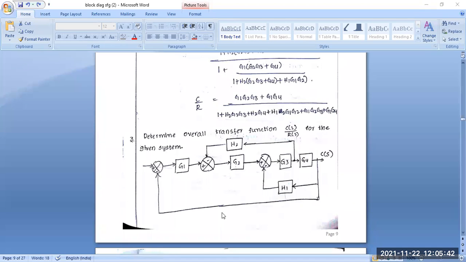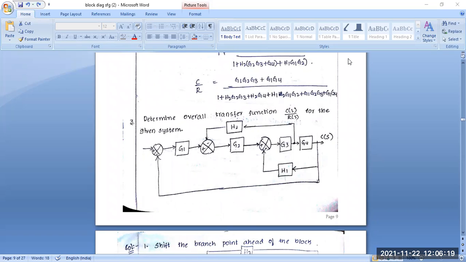Where the feedback loop is connected only from the output point to the summing point, with nothing in between, that is the unity feedback. We learned in previous classes that this is called a unity feedback loop. This is the H1 feedback loop, and this is the H2 feedback loop. This is a summing point, and the other is the takeoff point. So how is it solved? First we apply the rules one by one, then continue to the next.